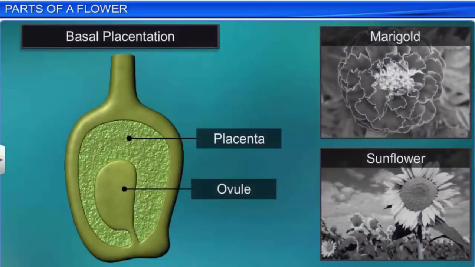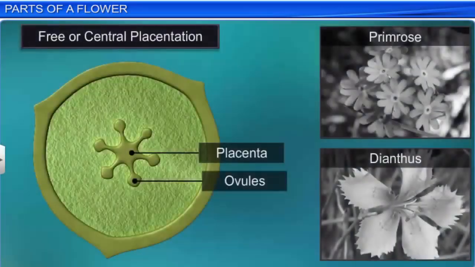When the placenta develops at the base of the ovary and a single ovule is attached to it, the placentation is called basal placentation. This is seen in marigold and sunflower. In free or central placentation, septa are absent and the ovules develop on the central axis, as seen in primrose and dianthus.